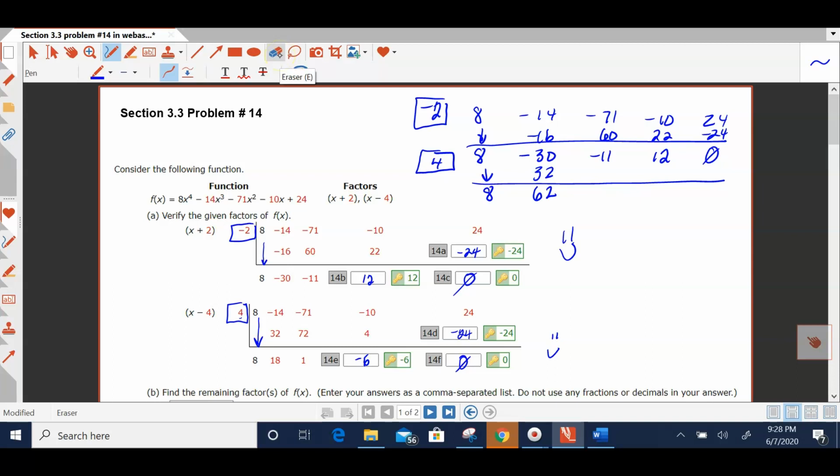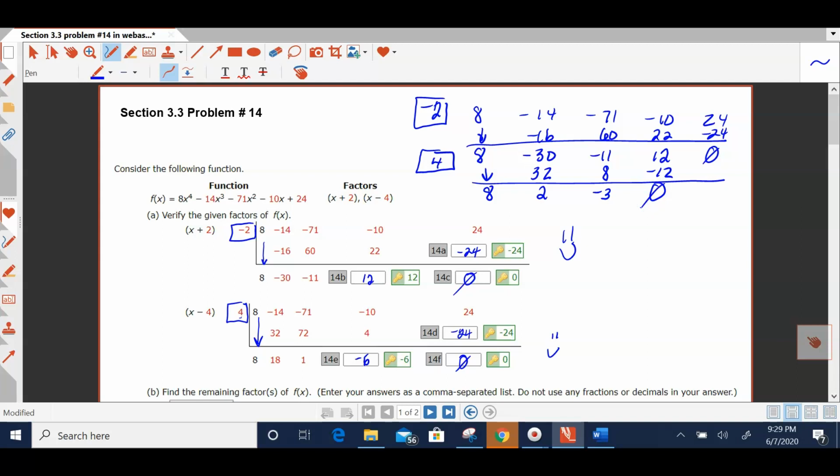All right, that should be a -30. That should be a 32, and that comes up to be a 2. Now my numbers seem more reasonable. 4 times 2 is an 8. Subtract 11 from that, and I get a -3. And 4 times -3 is a -12. Ta-da! Another remainder of 0.